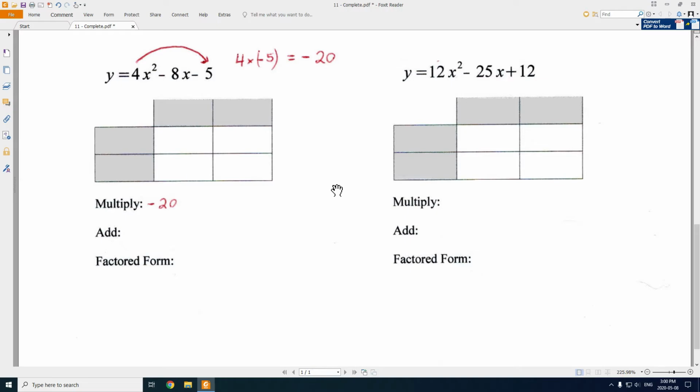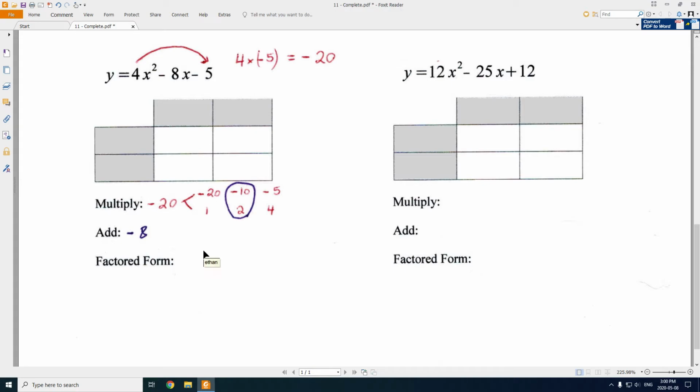Okay, and I'll just start making a big list, right? 1 times -20, -10 times 2, -5 times 4. Make a big list, all of the numbers I can think of that are all the pairs that multiply to -20, and we're going to choose the pair that adds to the middle number, that adds to -8. So -10 and 2, that seems like it works. -10 and 2 multiplies to -20 and adds to -8.